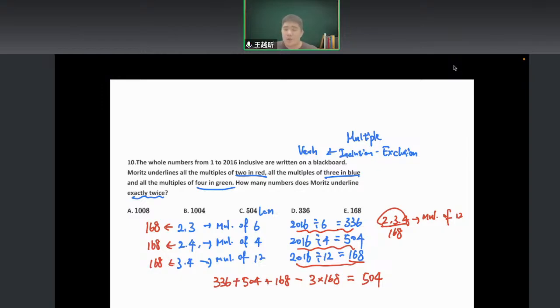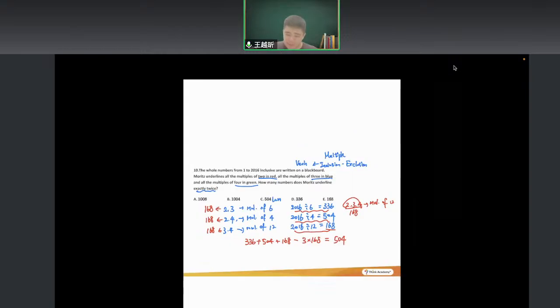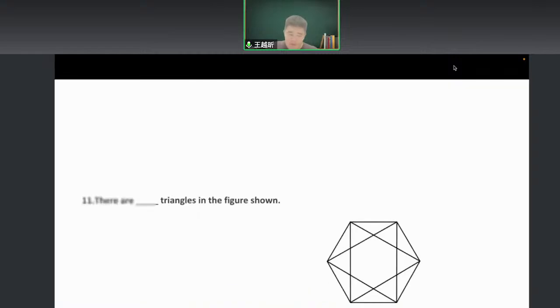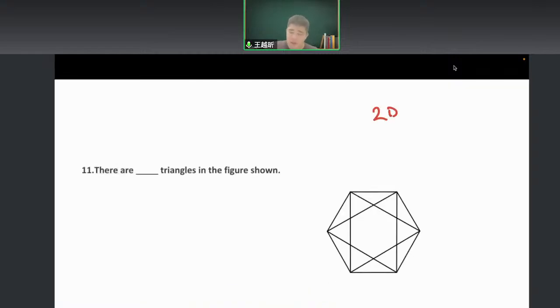So this question tells you about the inclusion-exclusion as well as the multiples. When you try to find the total, you need to exclude the double counted, overlapping area. Alright, so we move on. This one is about 2D shape counting. In 2D shape counting, the most important thing is that you do categorization.